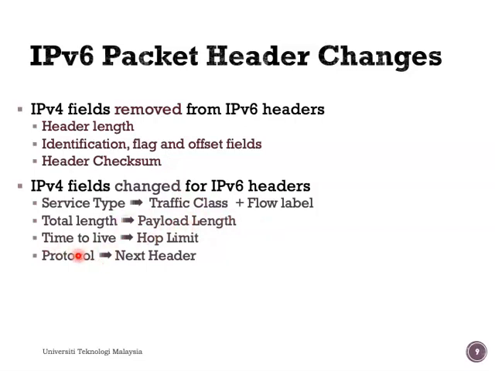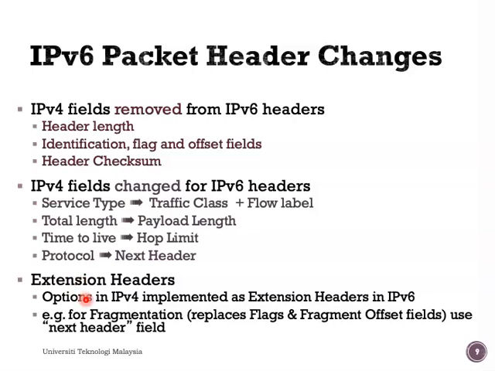Time to live is similar in IPv6, but it is now called hop limit. It performs the same function as time to live in IPv4. The protocol field is replaced by the next header field. Also, new extension headers are introduced in IPv6. These are actually options in IPv4, but they are implemented as extension headers in IPv6. For example, fragmentation here replaces the flags and fragment offset fields, and uses the next header field.